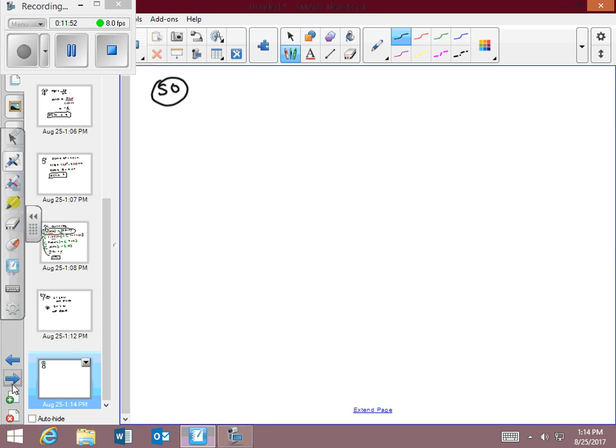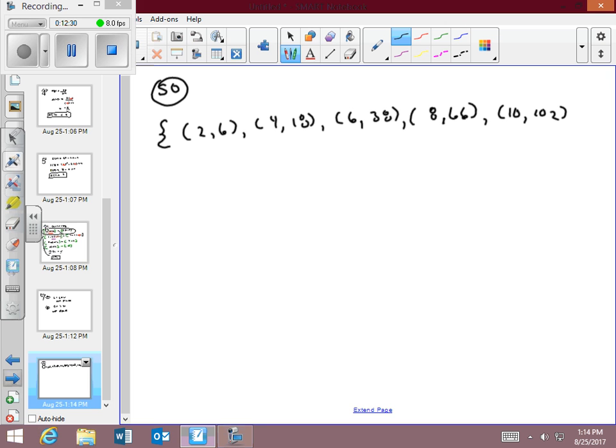Number 50. Want the domain and the range of that set of ordered pairs. So the ordered pairs (2, 6), (4, 18), (6, 38), (8, 66), and (10, 102). So it's a set of those ordered pairs.